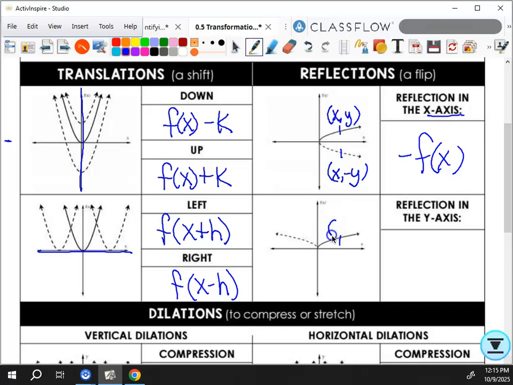If I have a point here that is xy, and I reflect it over here, that would be negative x, y. I changed the sign on x. So a reflection across the y-axis is you change the sign on x, so this would be f of negative x. Okay, we all good with that? That sound familiar? Yes? Okay.